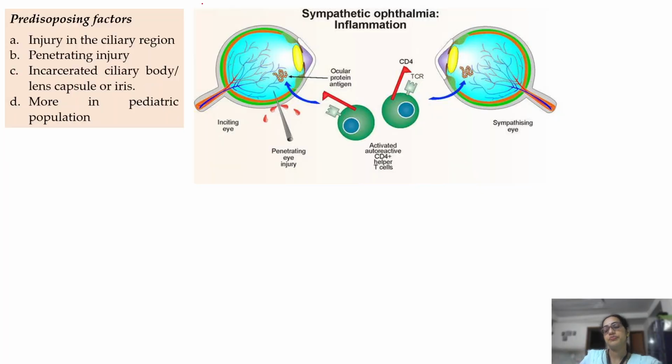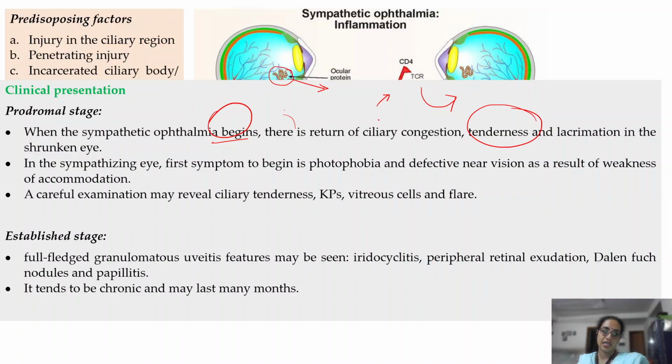So this is the pathophysiology. So this is the inciting eye. Suppose the left eye had an injury, a penetrating eye injury. Okay, so the choroidal, the uveal antigens are exposed, which cause proliferation of the helper T cells. So these helper T cells form antibodies which go and attack the choroidal antigens of the normal eye. So this can happen over any amount of period of time, and this eye is called the inciting eye, and the normal eye which develops sympathetic ophthalmia is called the sympathizing eye.